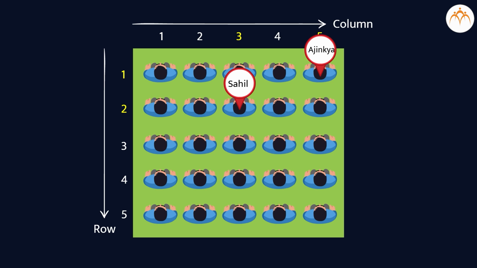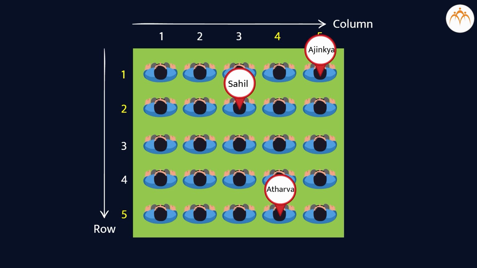Suppose I say Atharva is in the 4th column. Can you determine his exact position in the 4th column? If I specify that Atharva is standing in the 5th row of the 4th column, then you can accurately determine his position. This means that to determine a location, it is necessary to mention both the row number and the column number.